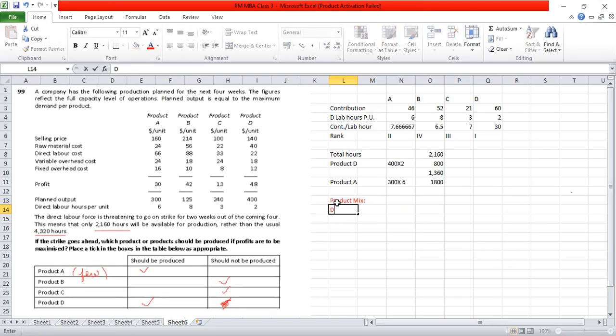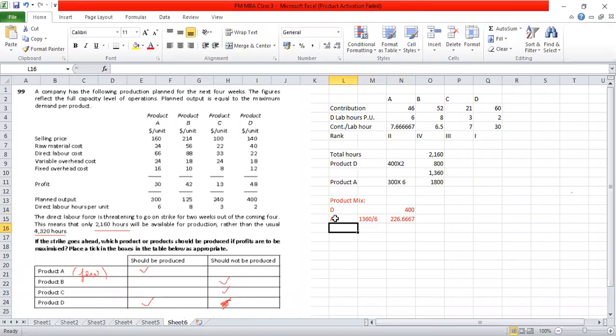For A, because A can be produced, each unit requires 6 hours. So the number of remaining hours is 1,360. Divided by 6, however many units: 1,360 divided by 6 is 227. So that would be the product mix.